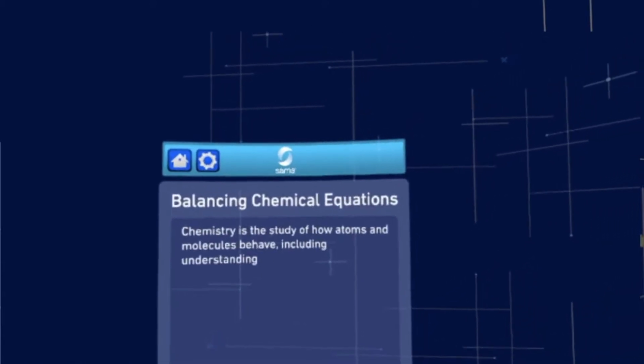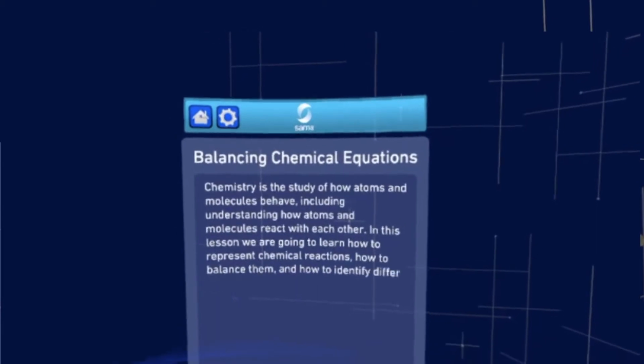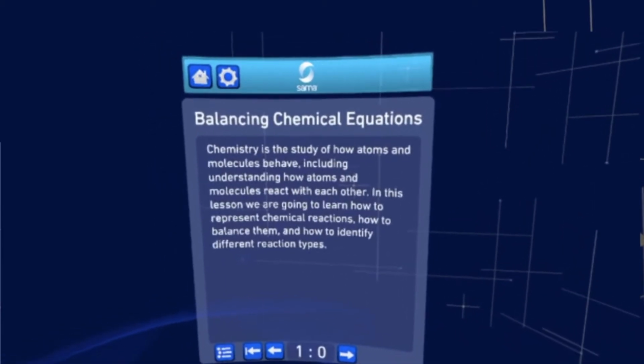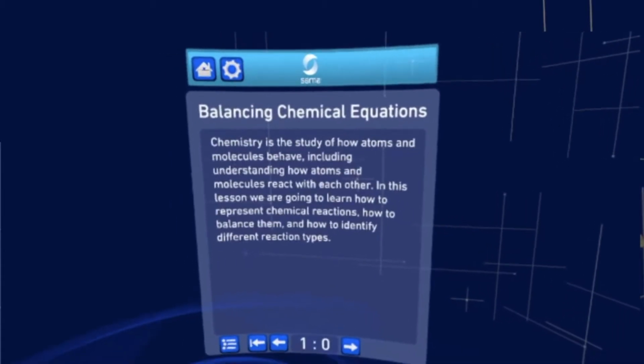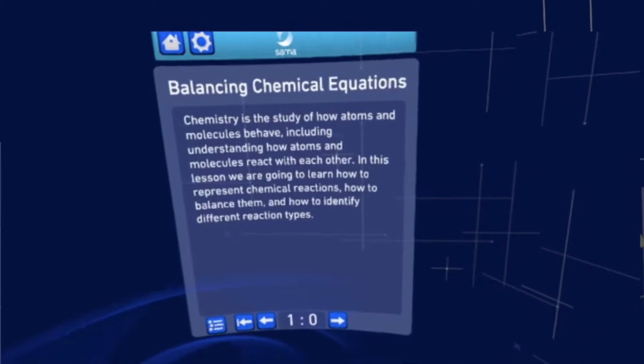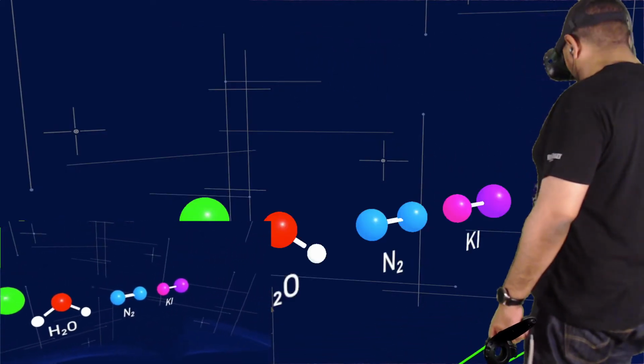Chemistry is the study of how atoms and molecules behave, including understanding how atoms and molecules react with each other. In this lesson, we're going to learn how to represent chemical reactions, how to balance them, and how to identify different reaction types. All matter on Earth is made of atoms.